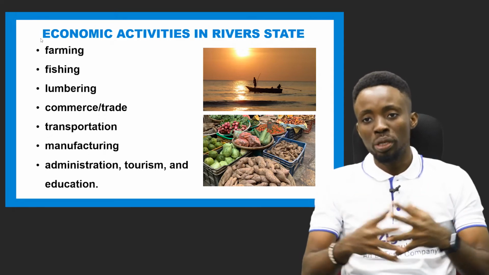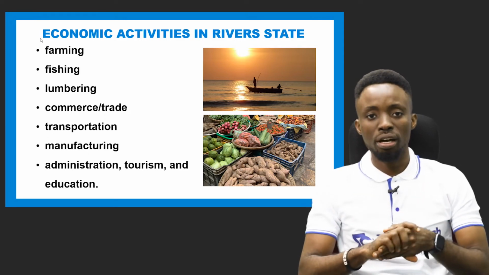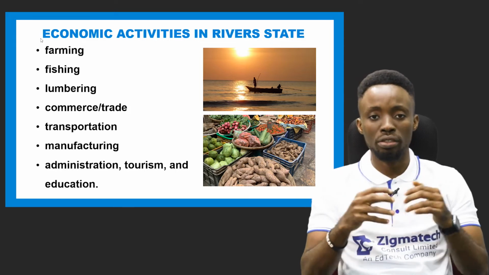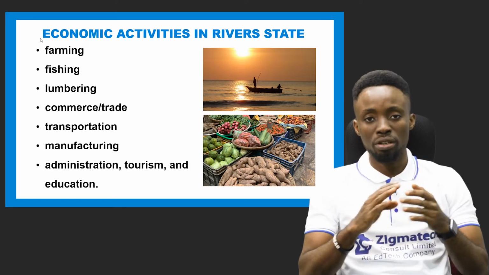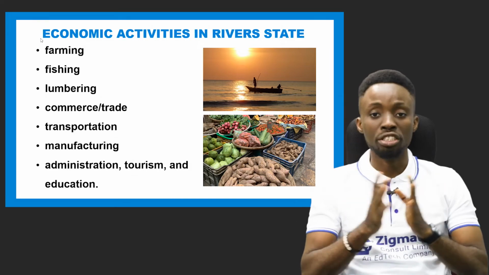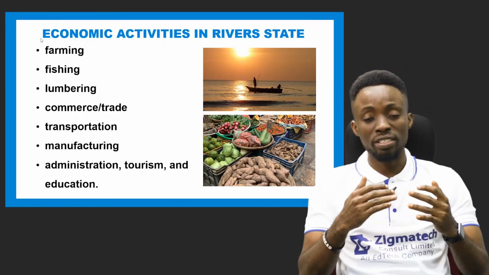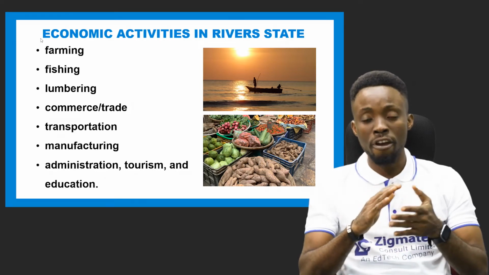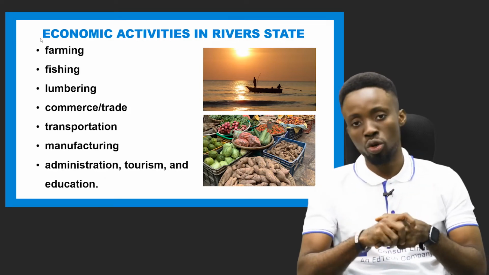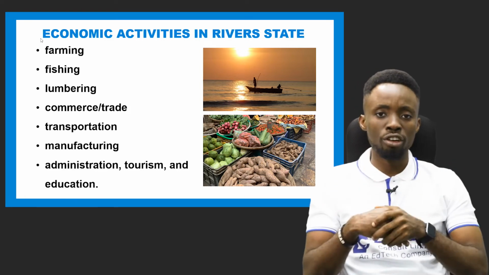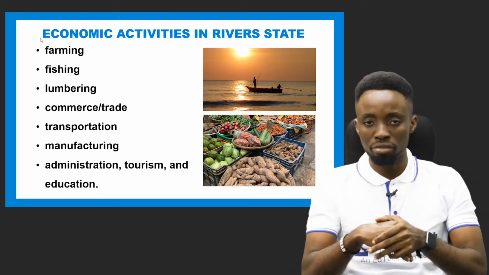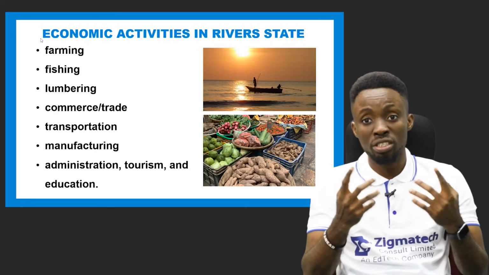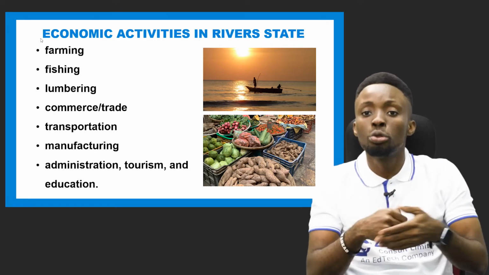Now, let's look at the economic activities we have in Rivers State. Now, the first economic activity we have in Rivers State is farming. Remember I told you that Rivers State is actually found in the Niger Delta region of Nigeria. And Rivers State is blessed with a good amount of rainfall and a very nice loamy type of soil. So, when you go to the various local government areas we have in Rivers State, we are definitely going to see primary activities which include farming.